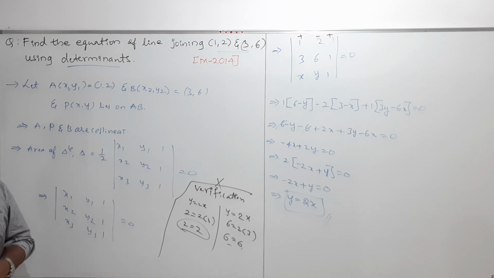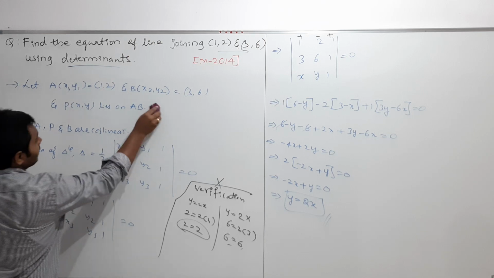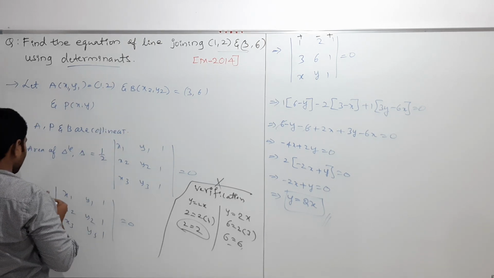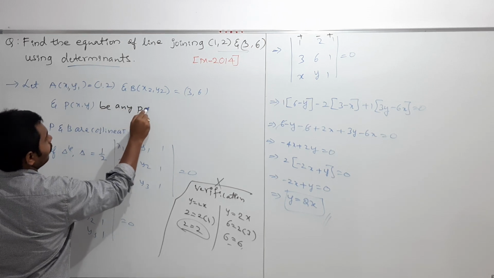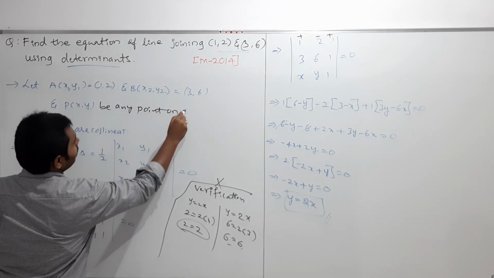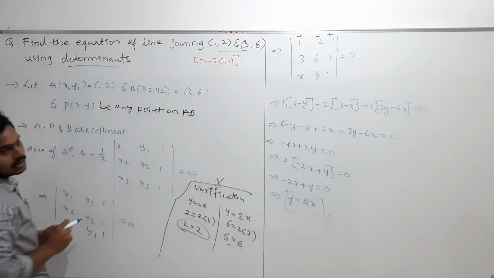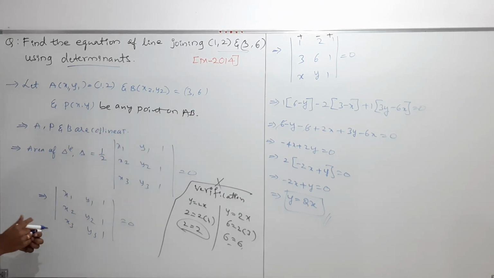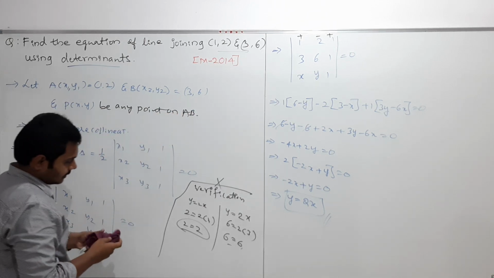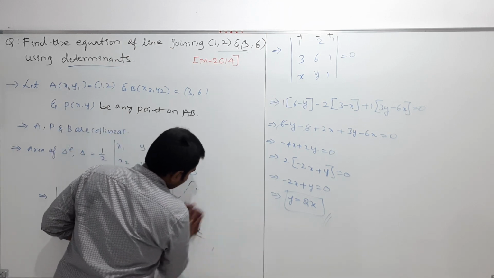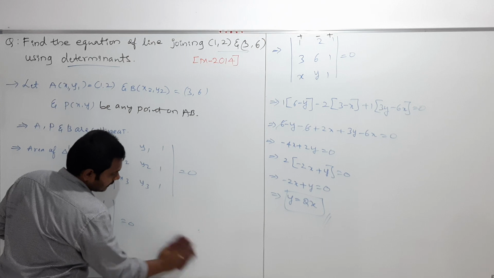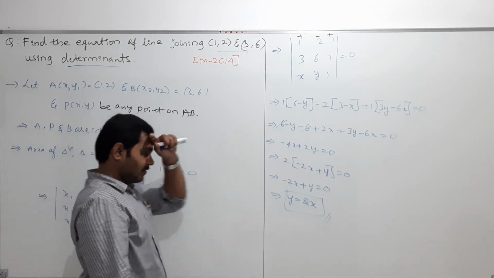Clear? So the next question I am going to discuss, my dear students. You can write like this, or P of x comma y be any point on AB. Like this also you can write, and then further we can simplify. Clear? For those from Kannada medium, I will explain once in short, in brief.